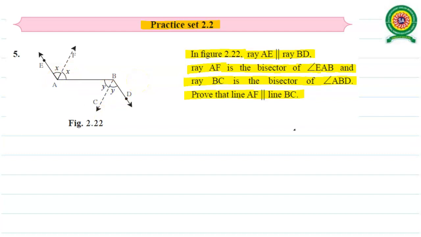So look once carefully, we can now write the measure of angle EAB equals the sum of EAF and FAB. That means we have X plus X as 2X. Same thing we can write: measure of angle ABD equals the sum of ABC and CBD. That means we have Y plus Y as 2Y.